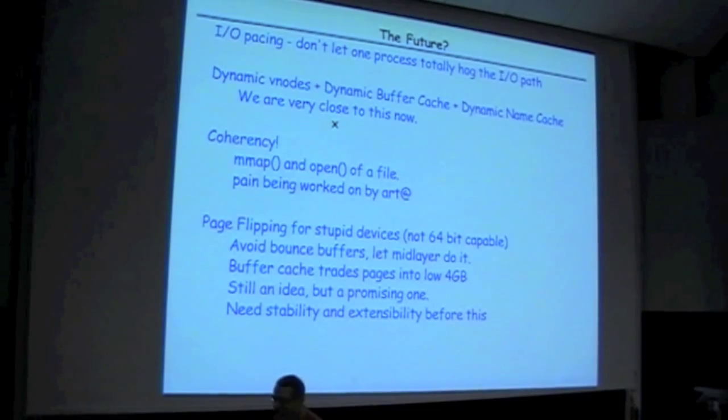So, what's the future? Well, we have several things. A few diffs that I've tossed about with DLG and others. A little bit of I/O pacing, maybe making sure we have a way to not let one process completely hog the I/O path. That is semi-related. The key thing, again, is dynamic vnodes, along with dynamic buffer cache and dynamic name cache. We're getting closer to that now. But again, I don't think we can get as far as the dynamic vnodes without a lot of work testing and getting through some of the nasty use after free bugs in the file system layers.